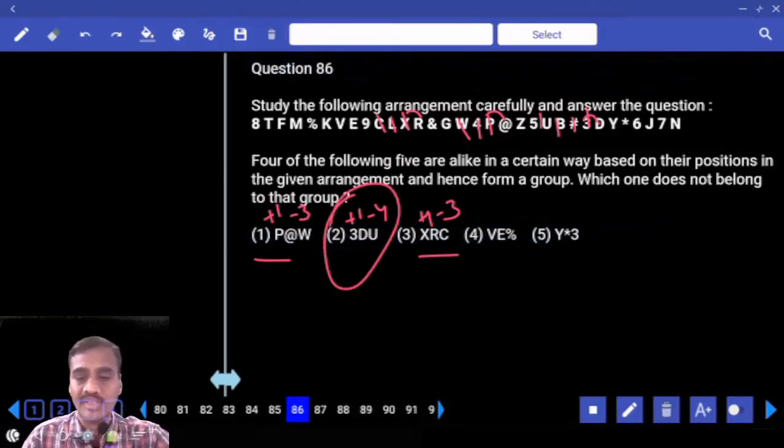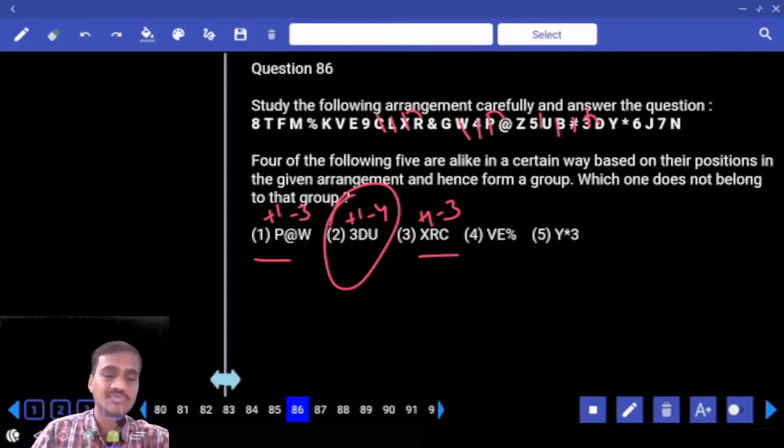Obviously choice 2. It must be plus 1, minus 3, but in its place, one is given as minus 4. That is the odd one, choice 2. Done? 86.